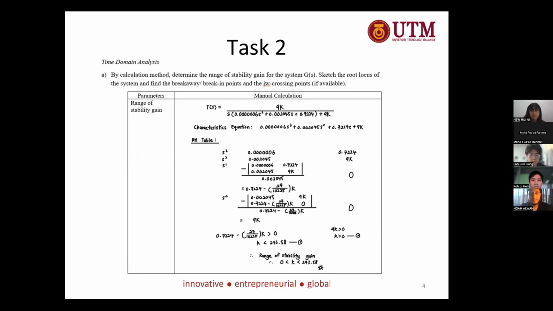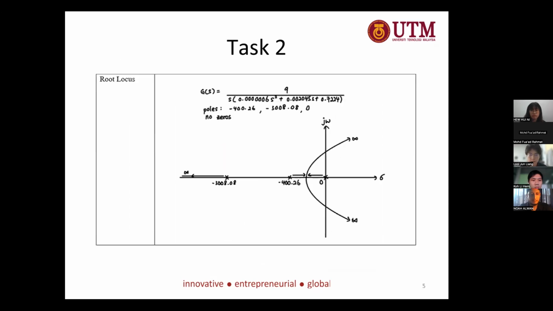For question A, I determine the range of stability for the system G(s) by obtaining the characteristic equation and using the Routh-Hurwitz table. I found that K is stable between 0 and 273.58. I then found the 3 poles at 0, negative 400.26 and negative 3008.08. Then I can draw the root locus based on these 3 poles.